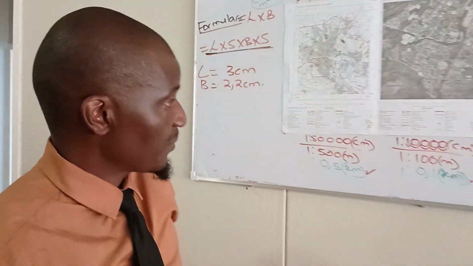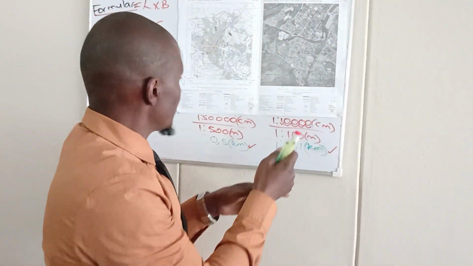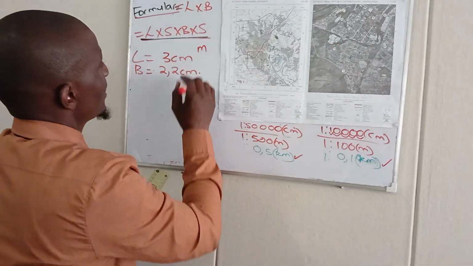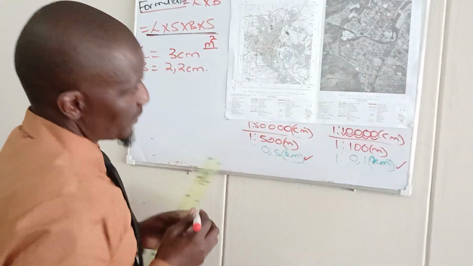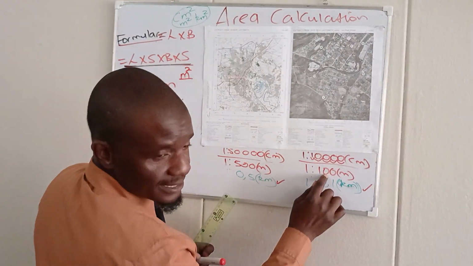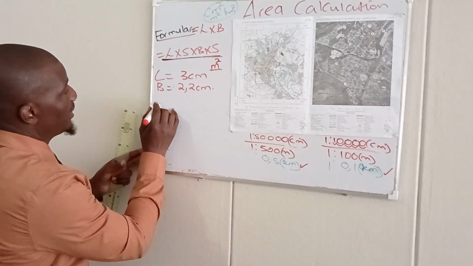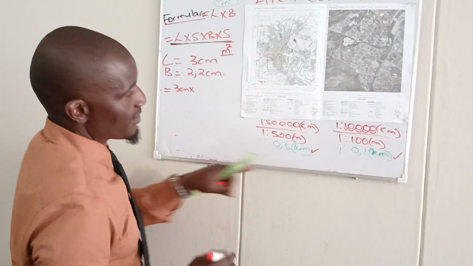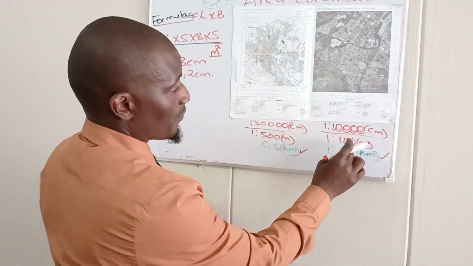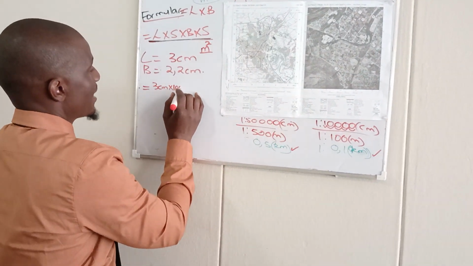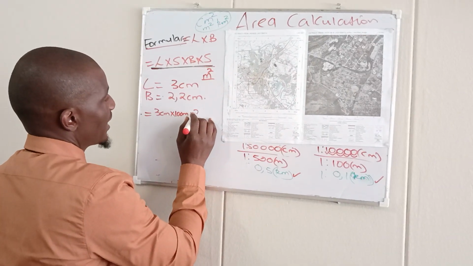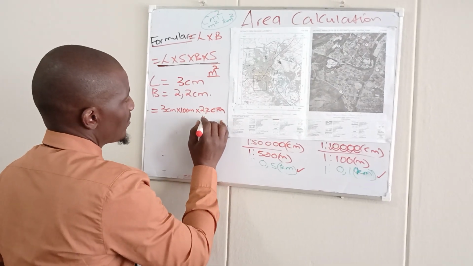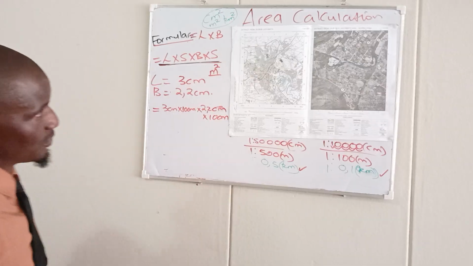But I want you to take note of something. I'm going to use the orthophoto map, which means I'm going to write my answer. I'm supposed to calculate it in square meters, which means I'm going to use 100 meters as my scale. So it's going to be length, which is 3 centimeters multiplied by, what is my scale? Obviously, I'm using the orthophoto. I'm going to multiply it by 100 meters. Then I'll have my breadth, which is 2.2 centimeters, multiplied by 100 meters.